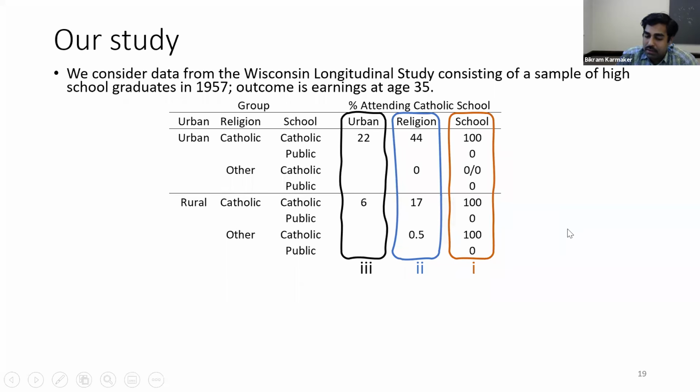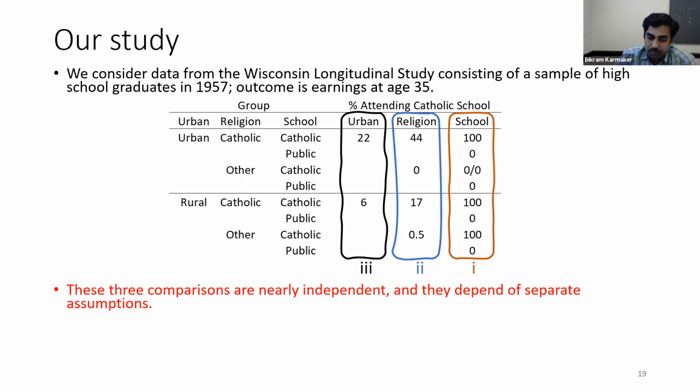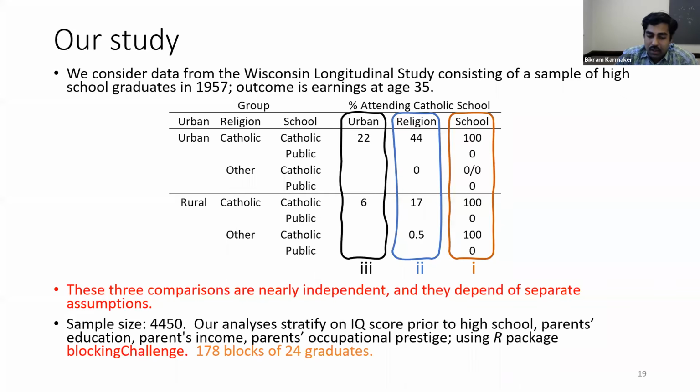So these three comparisons are connected to the three testable implications of our causal hypothesis we wrote about. And a generalization of the proof I showed you will show you that these three comparisons are nearly independent. They also depend on separate assumptions, just as I mentioned over the last few slides. Okay. So of course, our study stratified on other variables like IQ, parents' education, income, and occupation. And for this purpose, we used the R package blocking challenge.